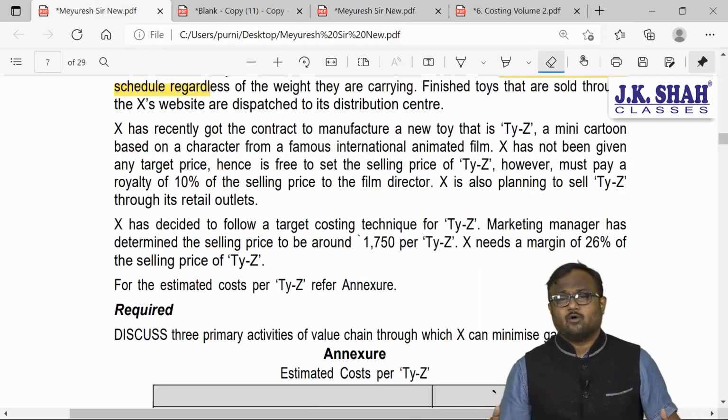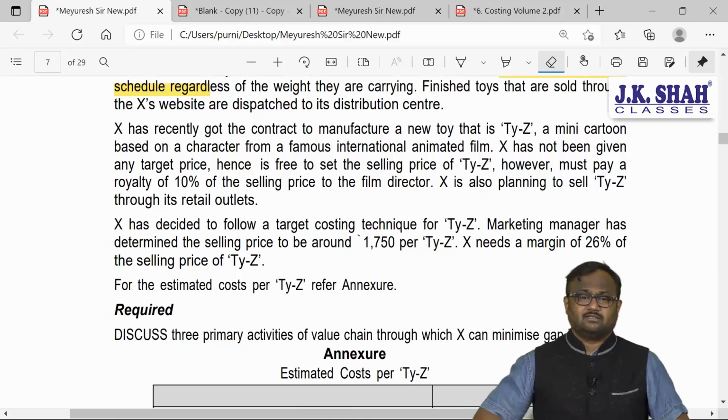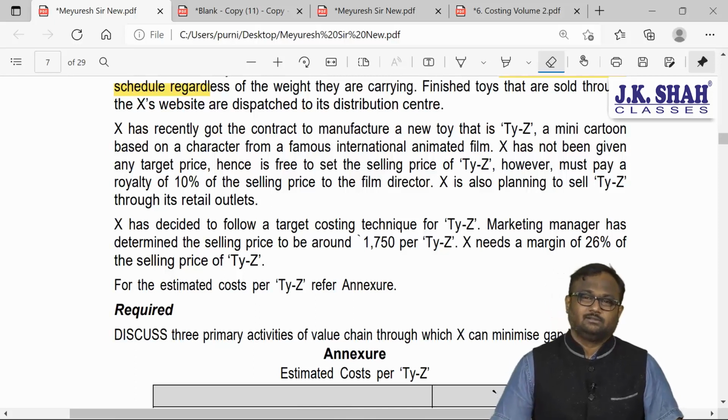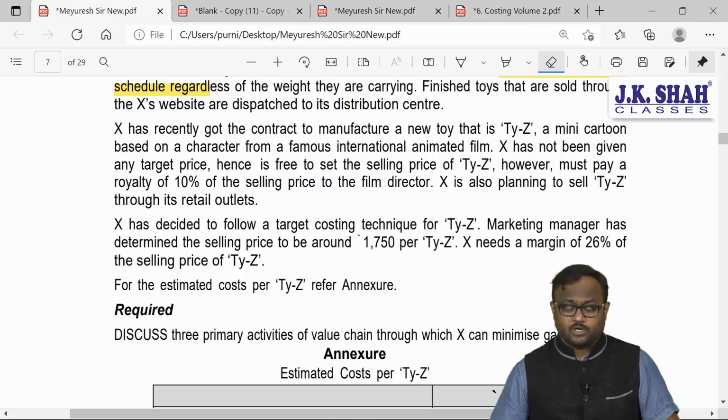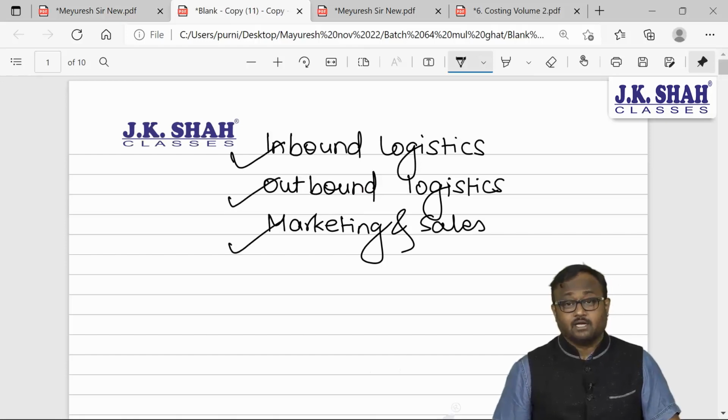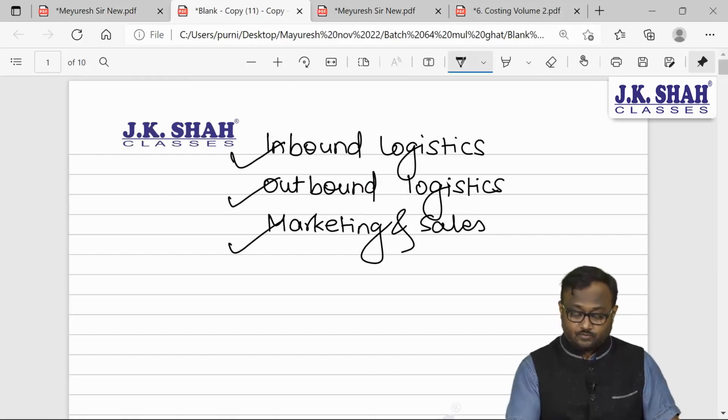They did not mention about our operations, they did not mention about after sales. Of course, you can suggest them, but for a toy, after sales is too much. Okay, and operations, I don't see any problem happening in the question. So I opted for 3: inbound, outbound, and marketing. This is what you're supposed to do.